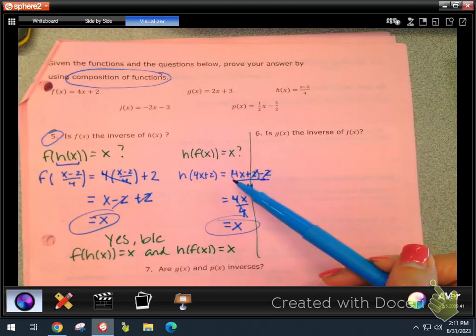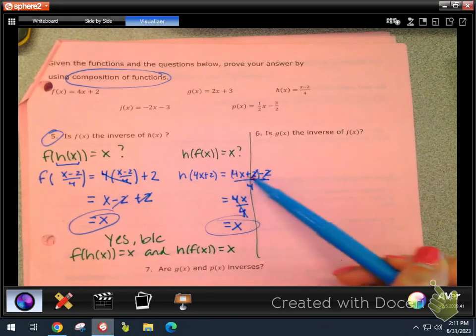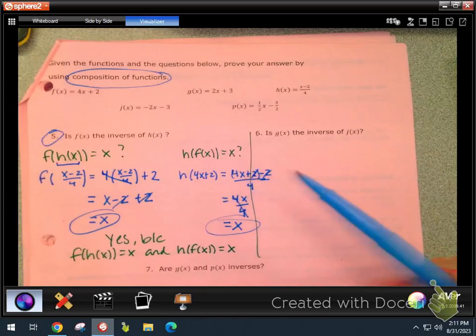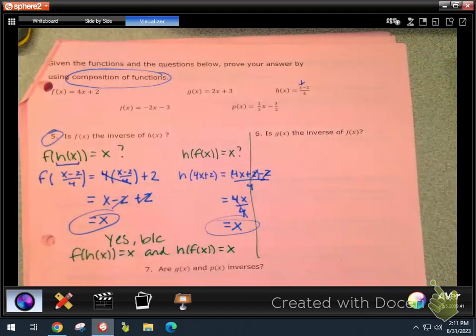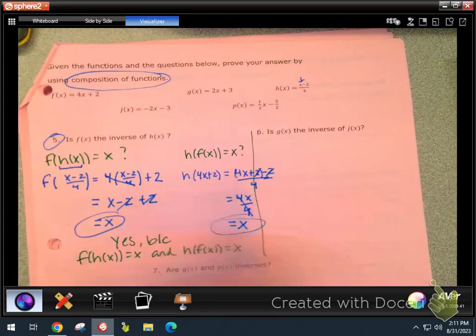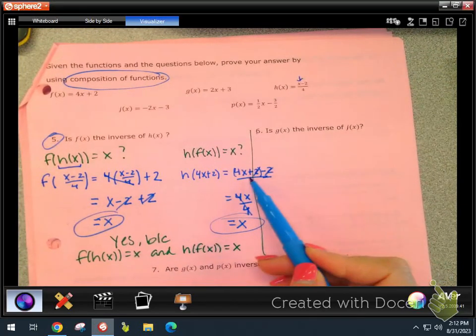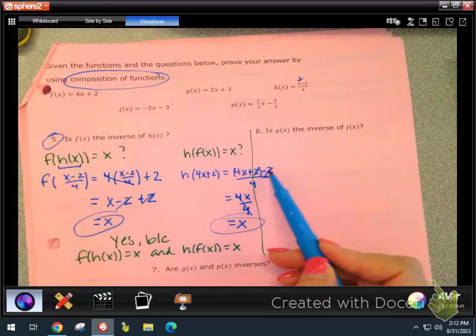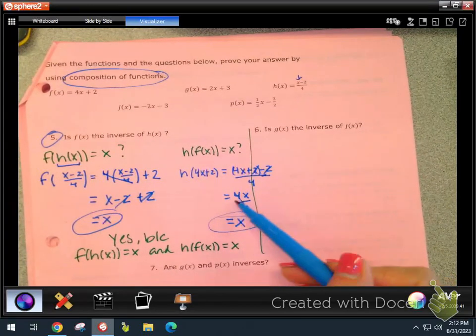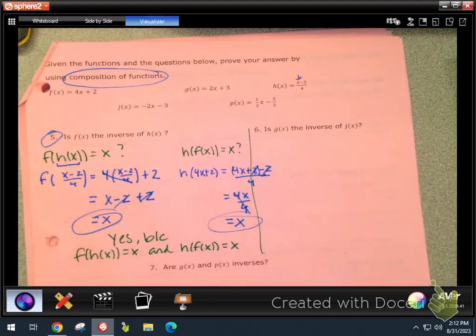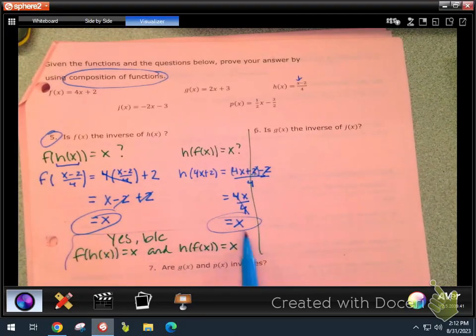On this side, up in my numerator, I put parentheses around the 4x plus 2. Did I really have to do that, though? No, because there was nothing in front of this x right here. But I just put them in there because that's typically what I do whenever I put a new input in. However, I was able to simplify the plus 2 minus 2 to 0. That leaves me with 4x over 4. 4x divided by 4 is x. There's my answer. Yes, they're inverses. Why? Because the compositions equal x. It's a mouthful to say, but it's not that hard to write.